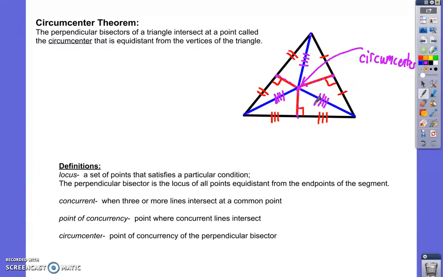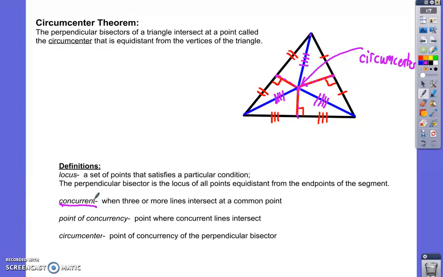Locus, set of points that satisfies a particular condition. So that would be the perpendicular bisector is a locus of all points equidistant from the endpoints of a segment. So the locus is just points that satisfies a certain condition, whatever it is. So if we were asking you to find the locus of the perpendicular bisector, then that's any point that's equidistant from the endpoints. Okay, so the next one, concurrent.